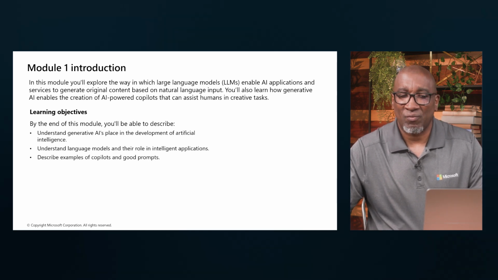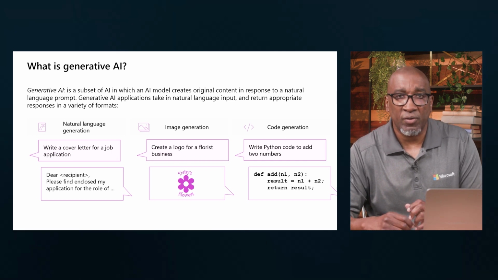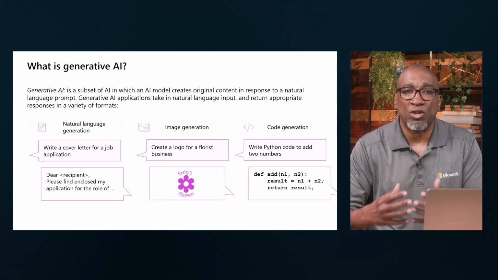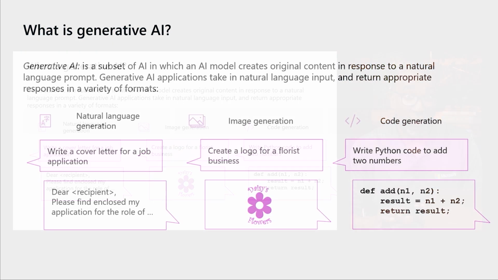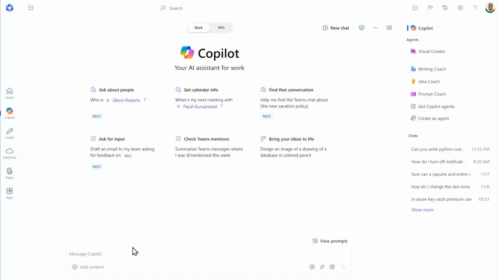All right, so by definition, generative AI is a subset of artificial intelligence where a model creates original content in response to natural language prompts. That's a mouthful. What we mean is that you could talk to AI like you talk to your coworker, and it'll understand and translate into the creation of content. For example, you can ask it to write a cover letter, create a logo, or generate Python code. Let's take a moment to see generative AI in action.